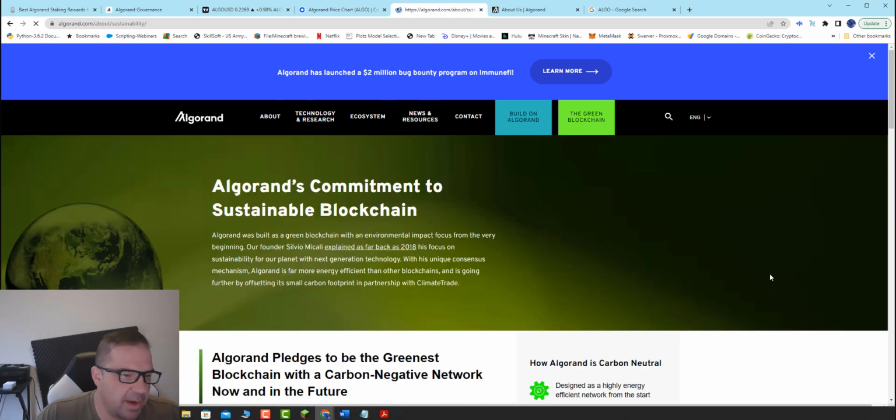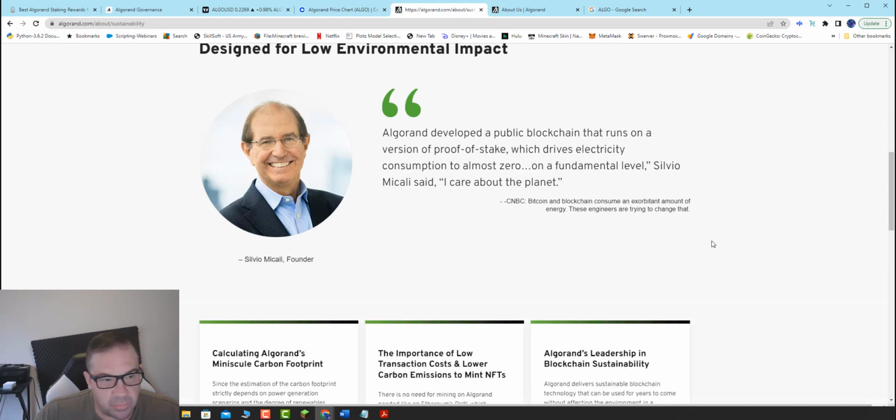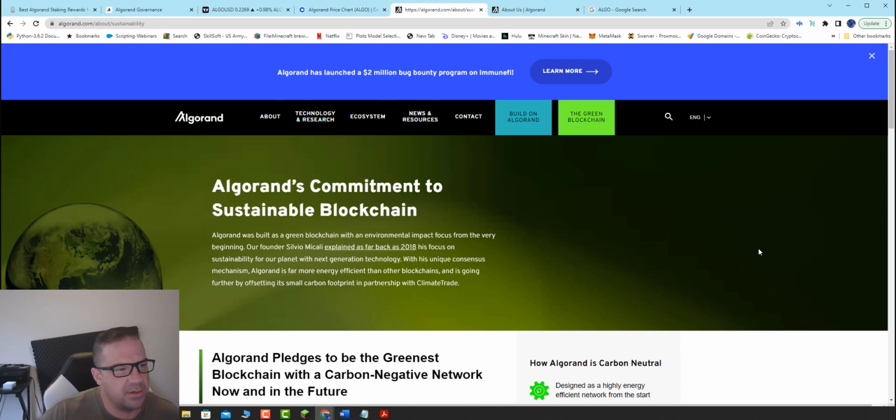Sustainability, it's just going to talk about how it's green, and we can explain more of that later. It definitely is probably one of the greenest because it's not just proof of stake, but it's pure proof of stake. You do not have to put your Algorand somewhere else with a third party in order to stake it. But there's some other rules about the staking that make it a little more work to stake, but you get a better payoff.